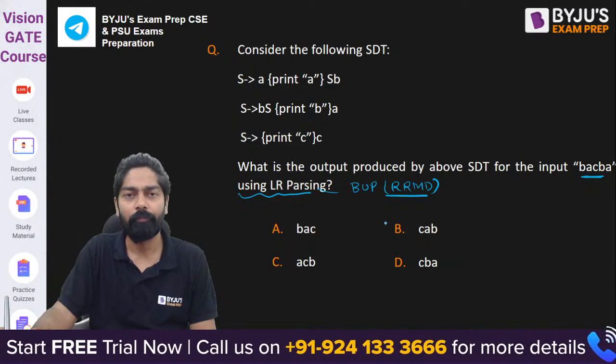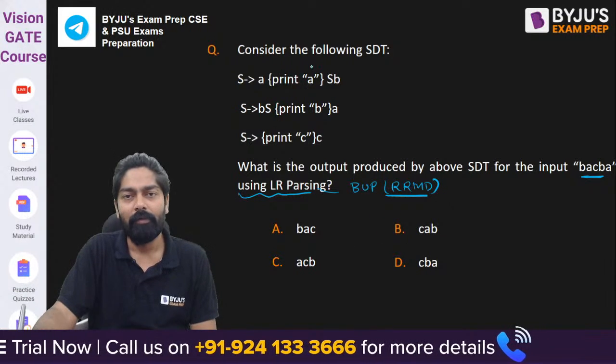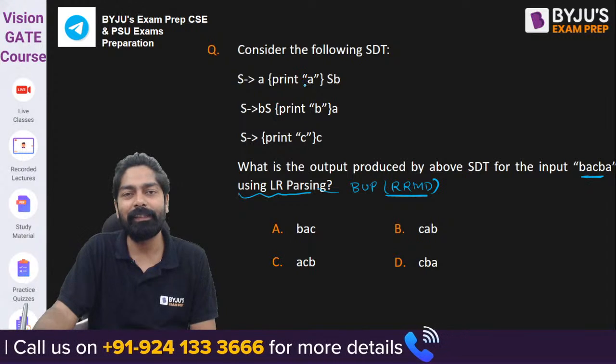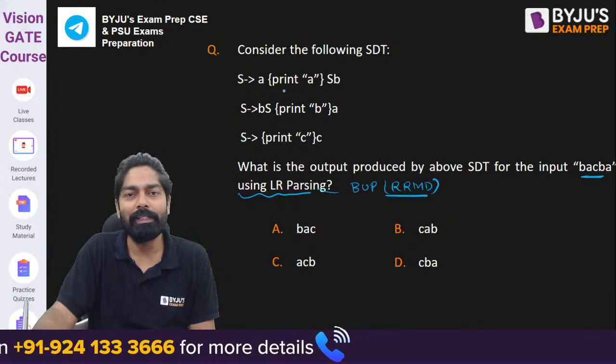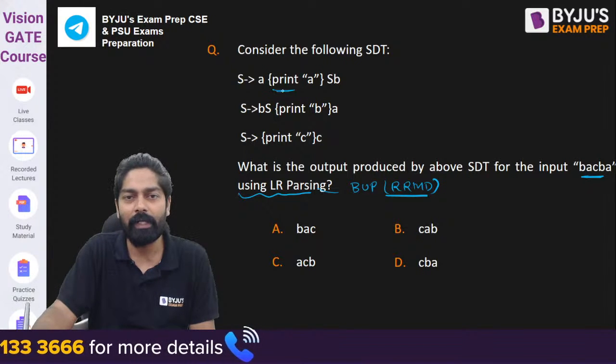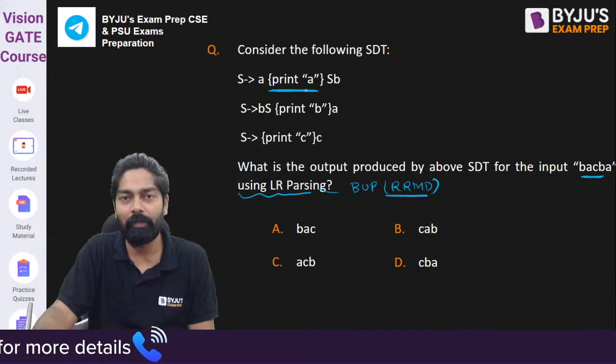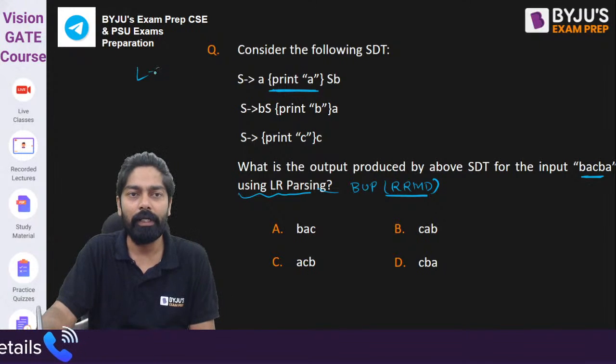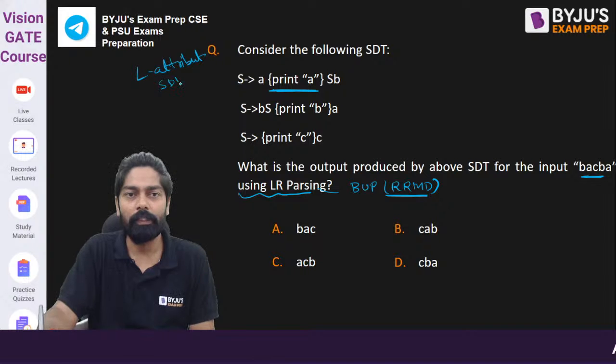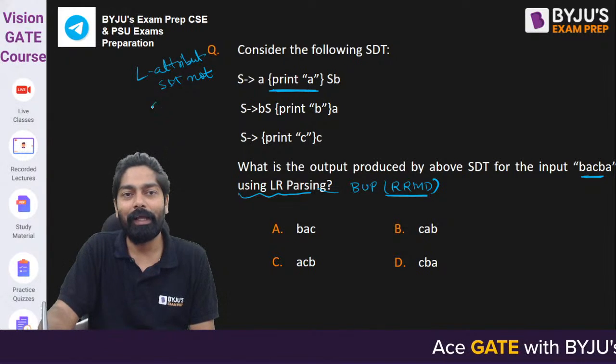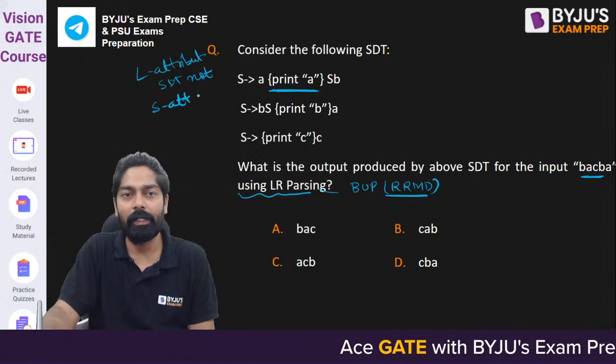It's up to you. And what about this one? What can you comment? Is it S attribute or L attribute? It is L attribute SDT, because see clearly the semantic rule is written in between. It is L attribute SDT, not S attribute SDT.